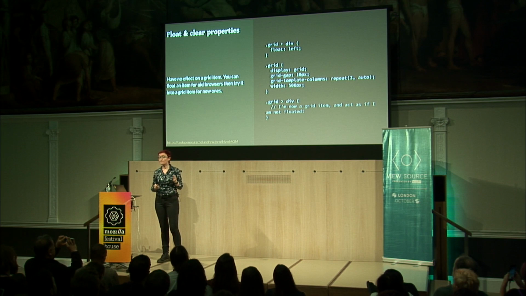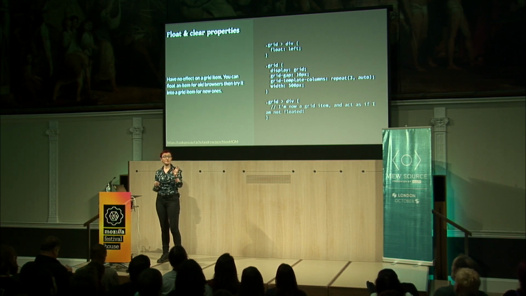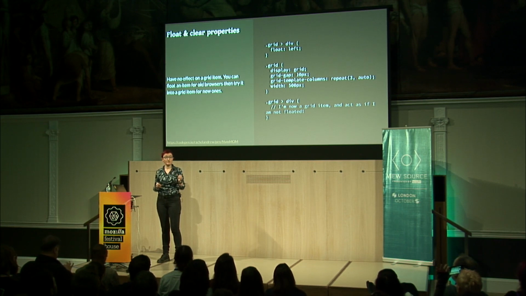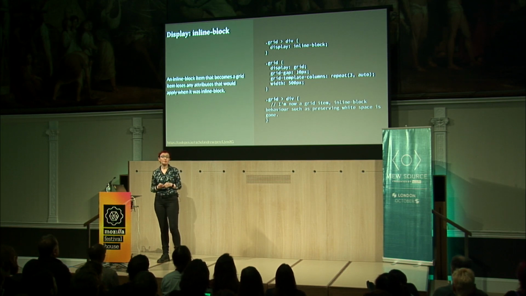So if you use float or clear, so if you create a grid by floating things, and then you turn those floated items into grid items, the float and clear properties just get thrown away. You don't need to do anything to overwrite it. It will just naturally be overwritten by CSS. So here, I've got a floated item, and then it's become a grid item. It's no longer floated.